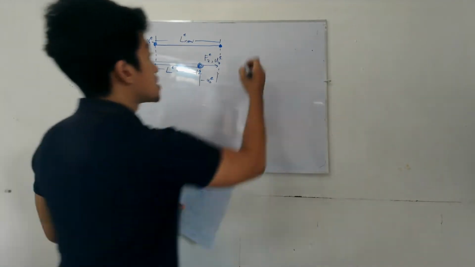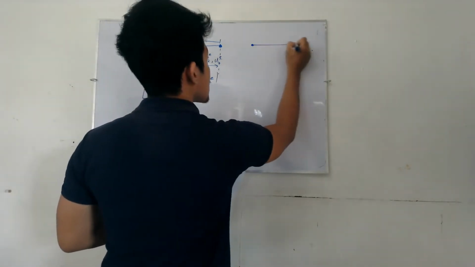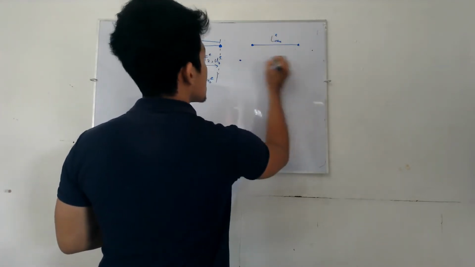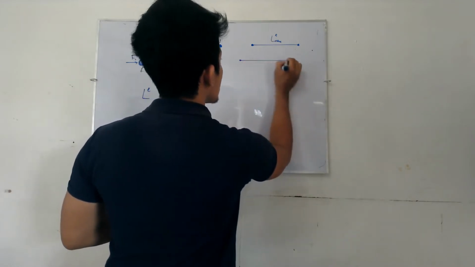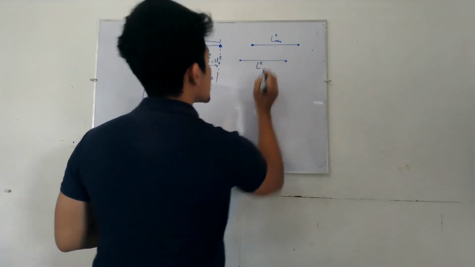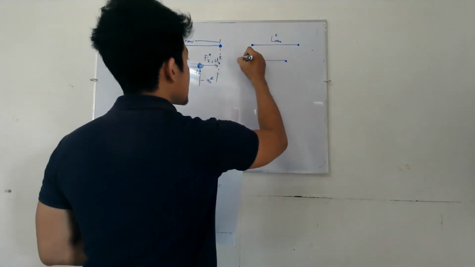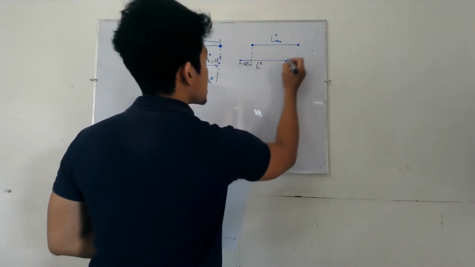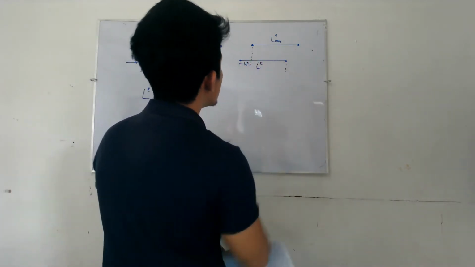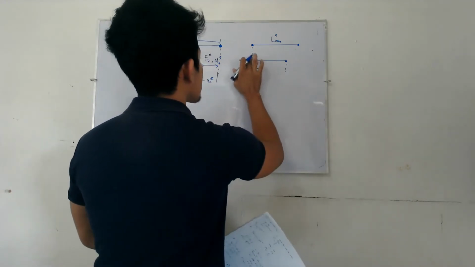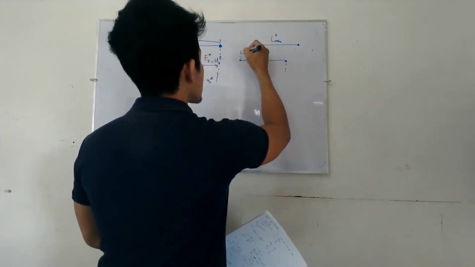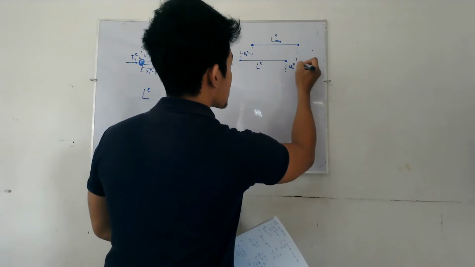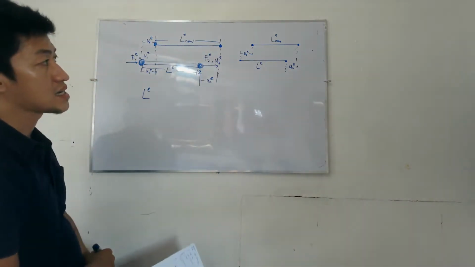This is L new. Okay. This is L. Okay. This is U1E. This is U1. This is U sub 2E. Okay?